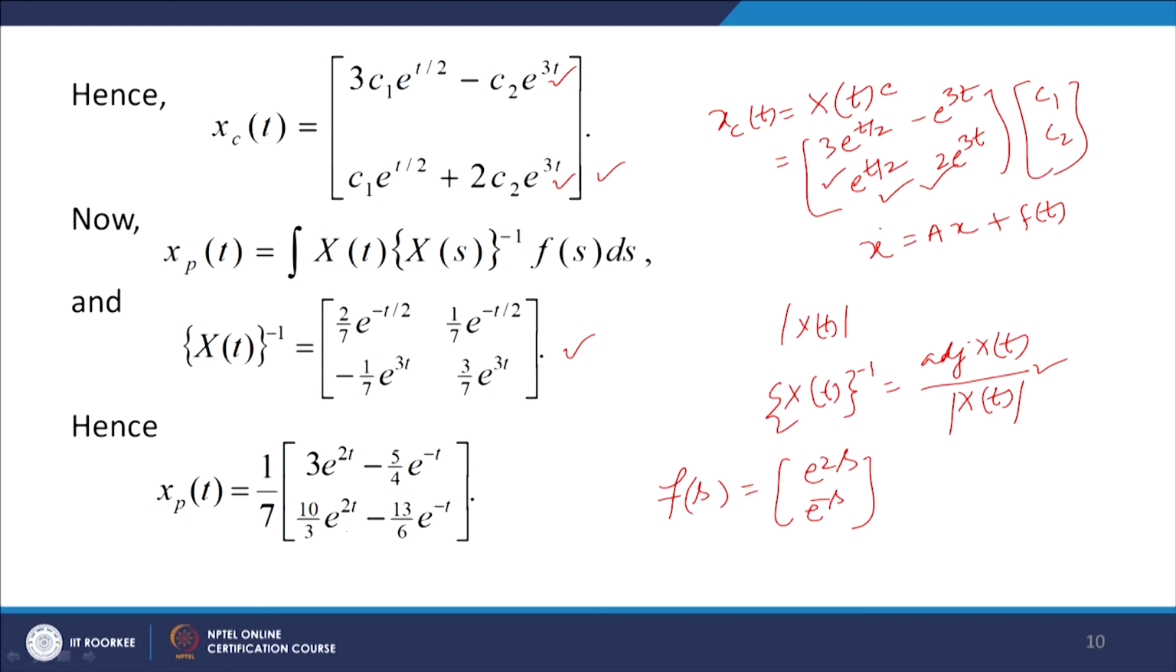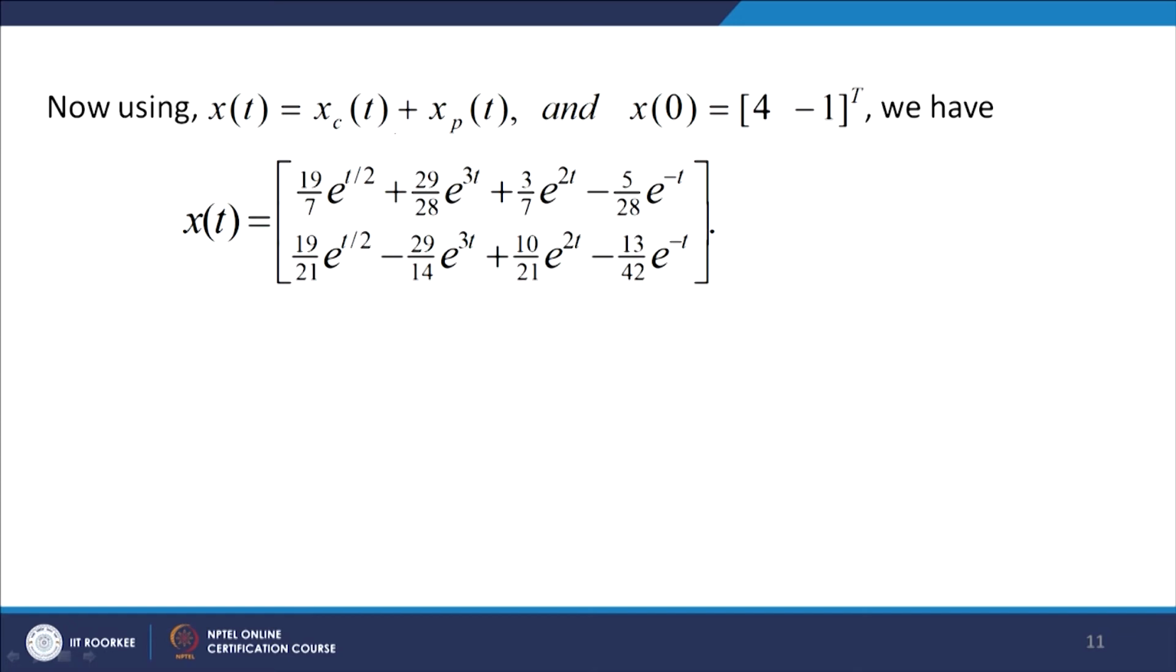So, after these computations, what you get is X_p(t) equal to this matrix: 1/7 times 3e^(2t) minus 5/4 e^(-t), 10/3 e^(2t) minus 13/6 e^(-t). And so we can write the general solution X(t) equal to X_c(t) plus X_p(t).